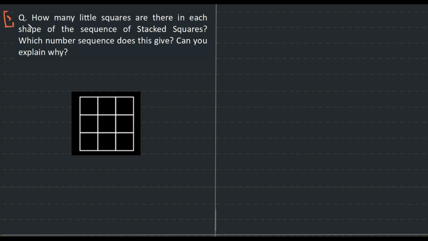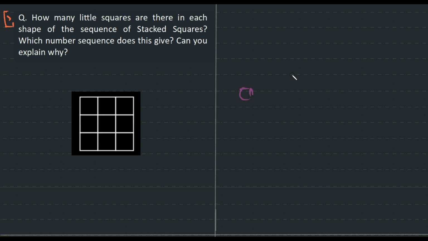How many little squares are there in each shape of the sequence of stacked squares? So stacked square is nothing but this. This is a stacked square. Which number sequence does this give? Can you explain why? So if you guys remember, let me do a quick recap.